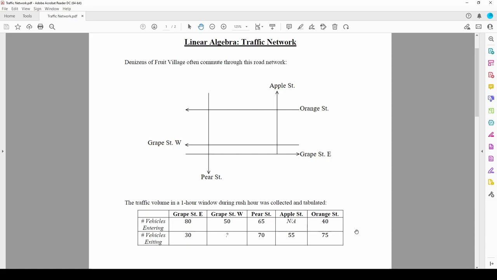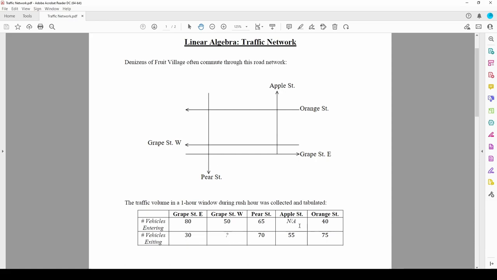Anyways, the first entry states that 80 vehicles entered Grape Street East in the 1 hour long window and 30 vehicles exited. We just talked about conservation of energy, or more appropriately, conservation of cars, so you might find it odd that there are more vehicles entering than exiting. But not every car that enters Grape Street East stays on Grape Street East. For instance, some cars could turn onto Pear Street. There are two odd entries. One of them is a question mark, and the other is NA.